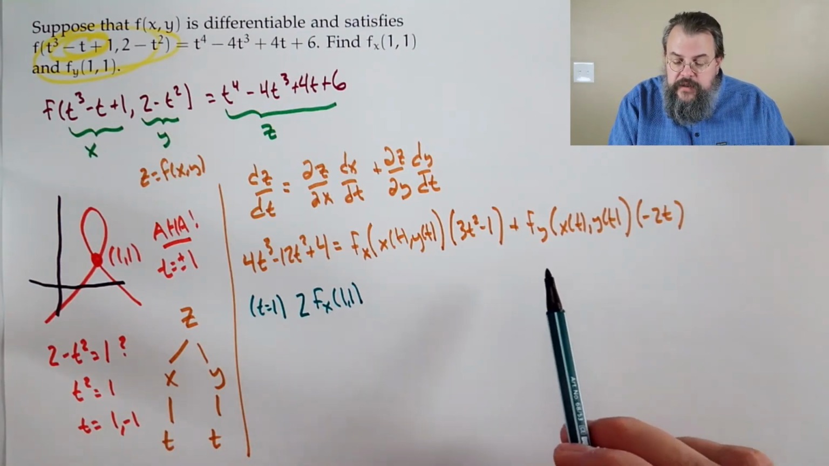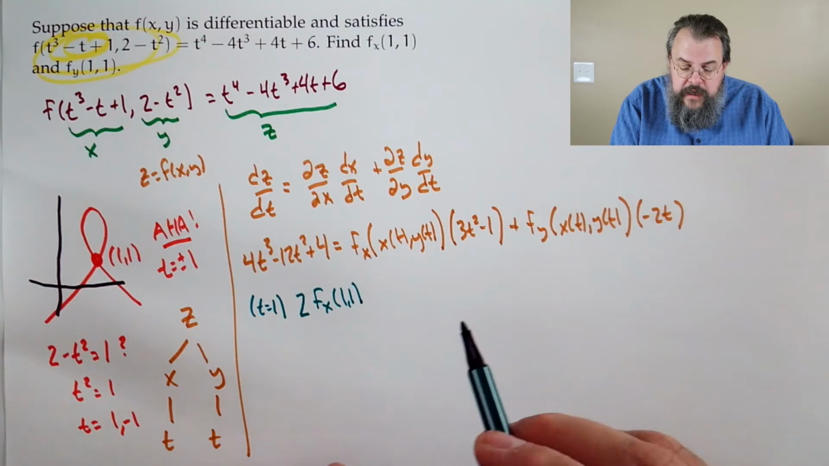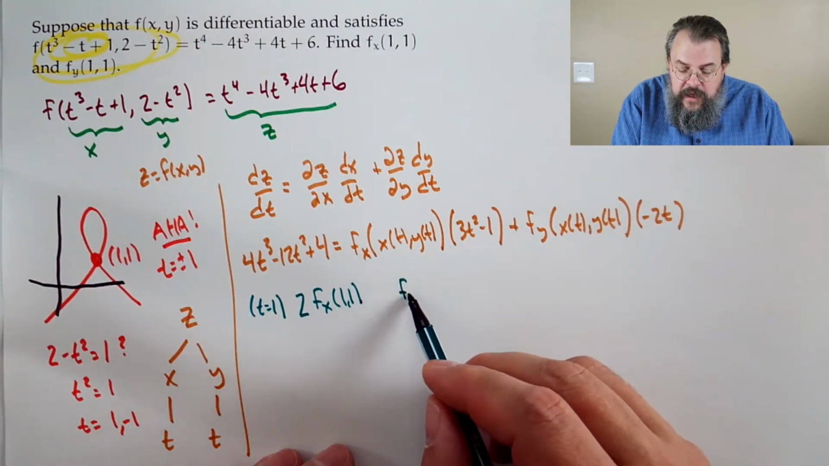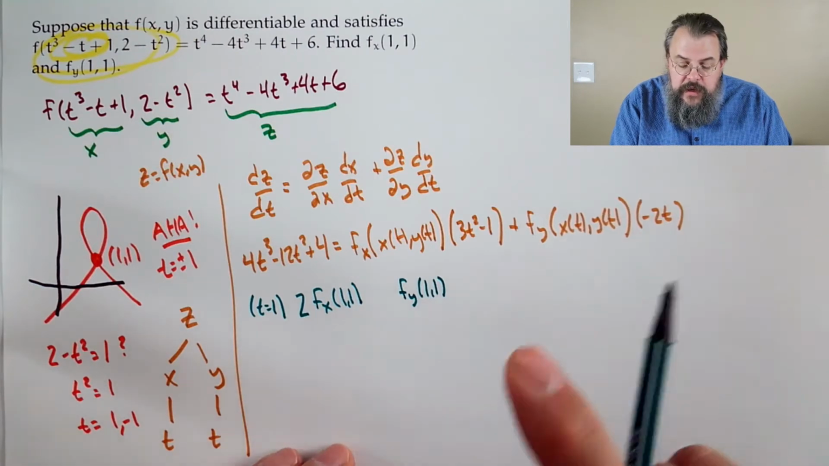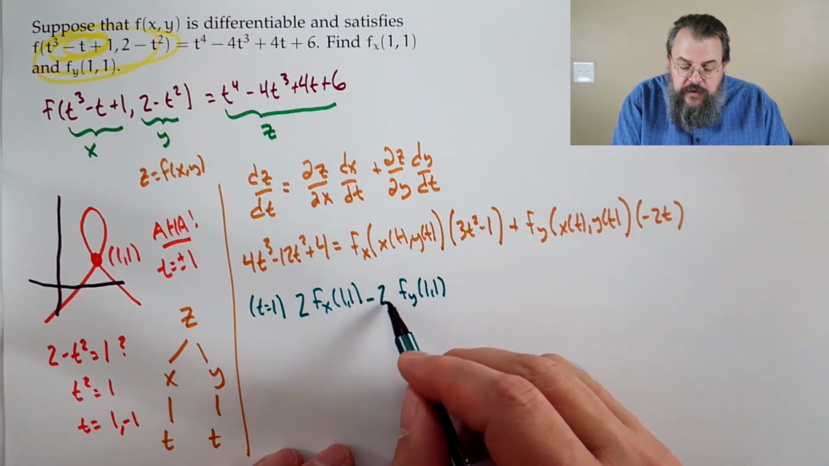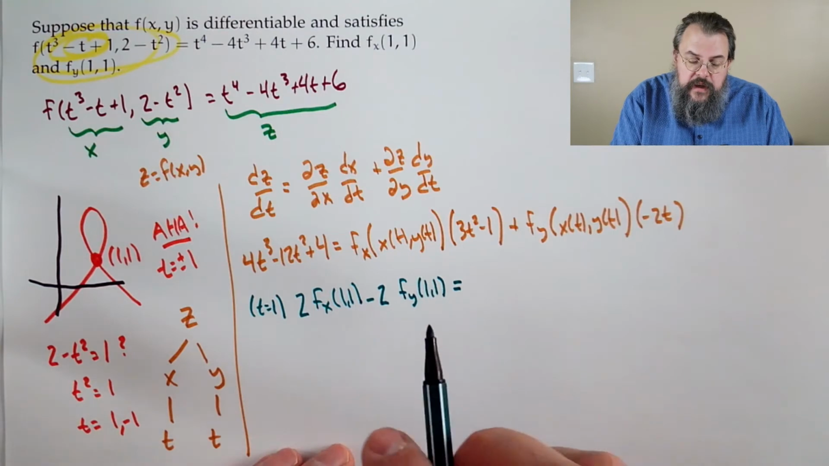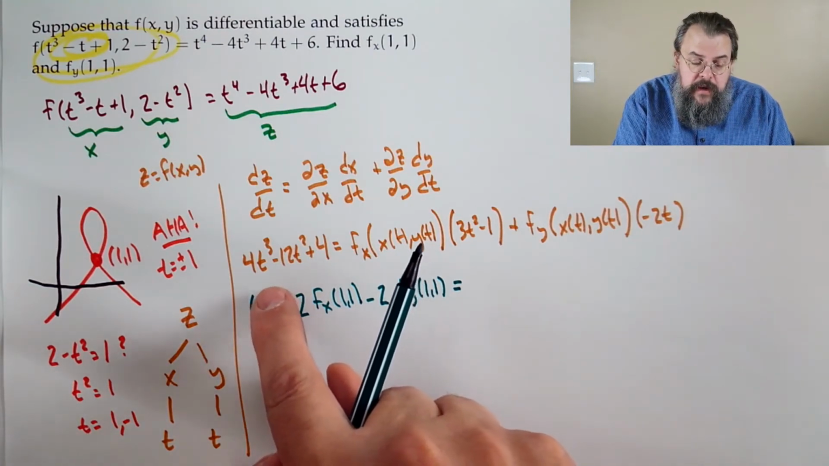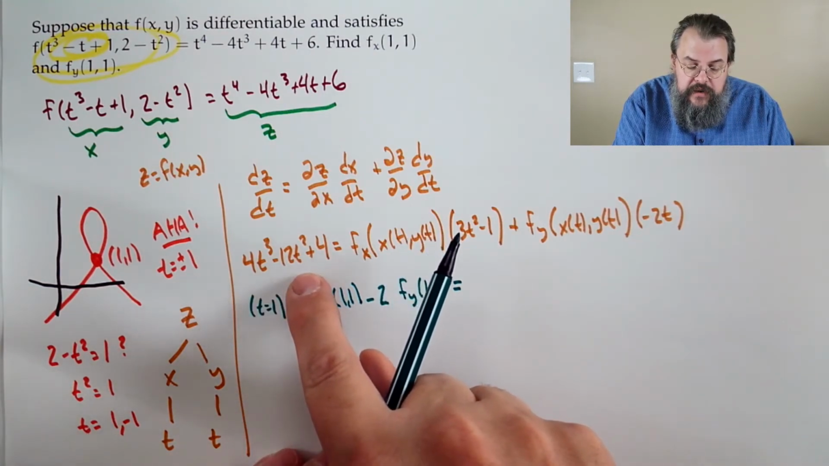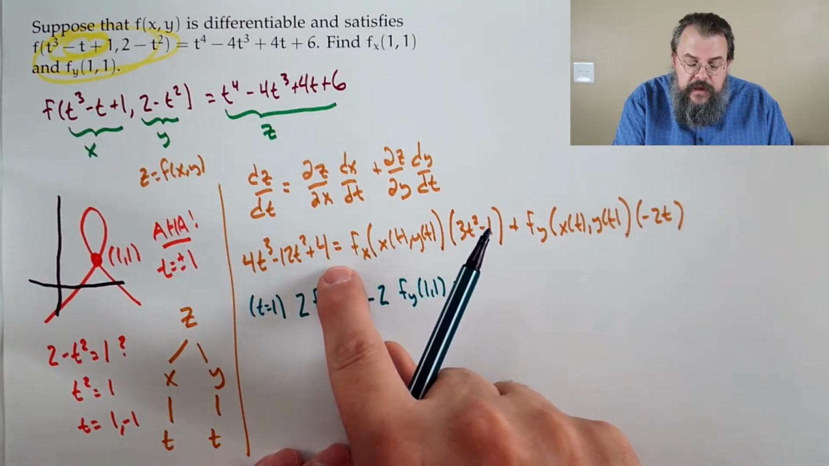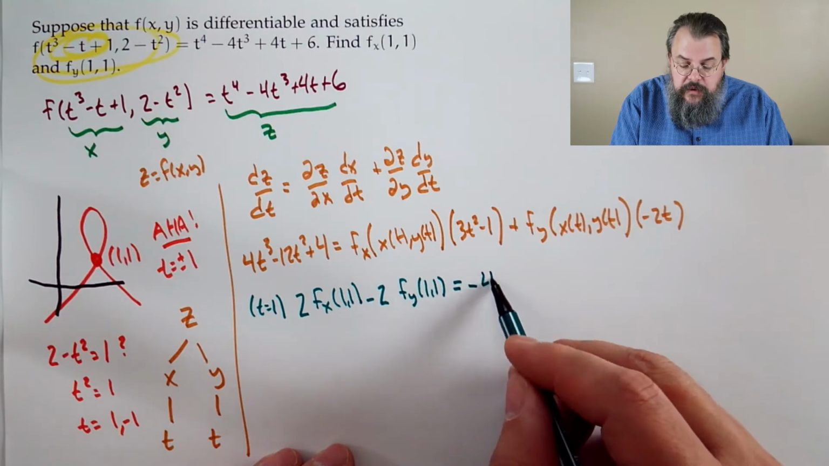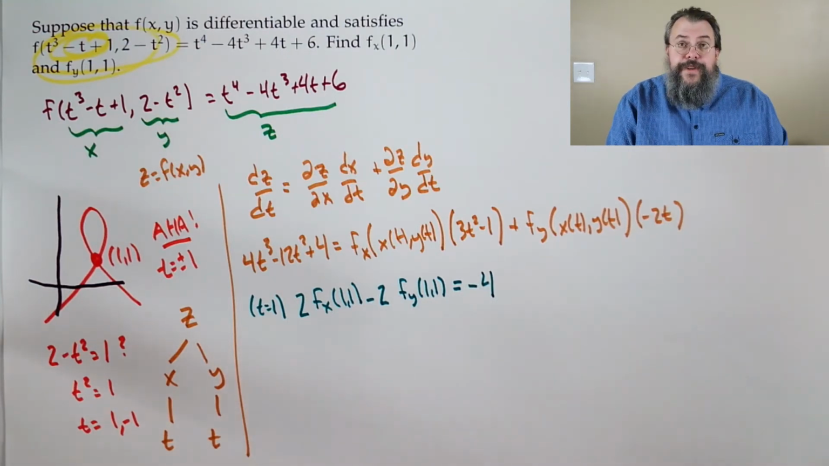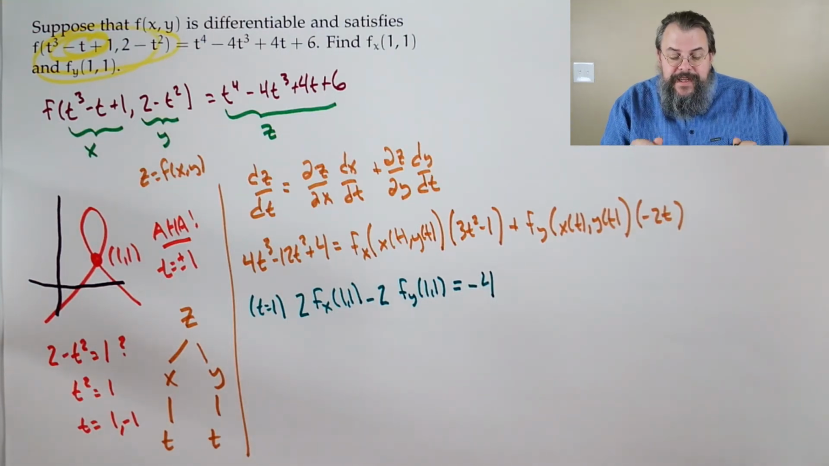And now, similarly, we get fy at 1, 1, because that's where we're at, times negative 2 times 1. So minus 2 equals, now you plug 1 into here. 4 minus 12 plus 4. That's what? So let's say minus 12. Negative 4. Good. Now, that's one time.